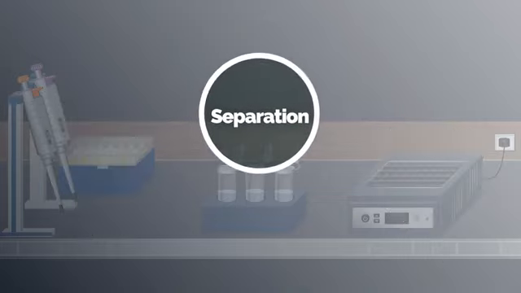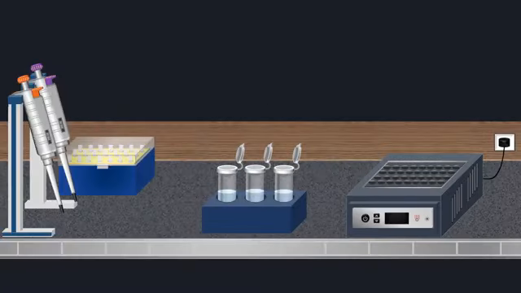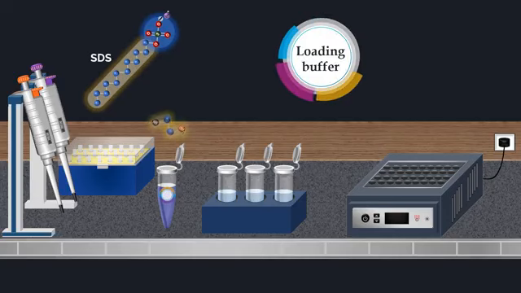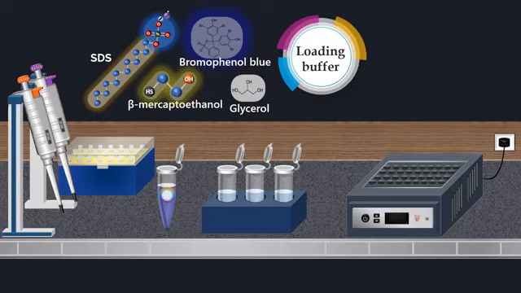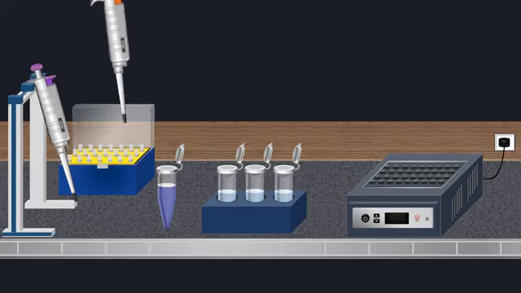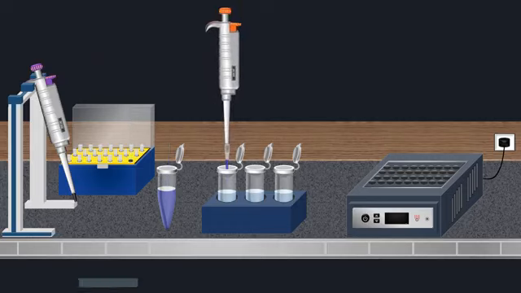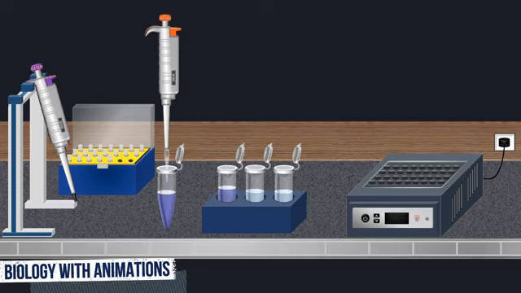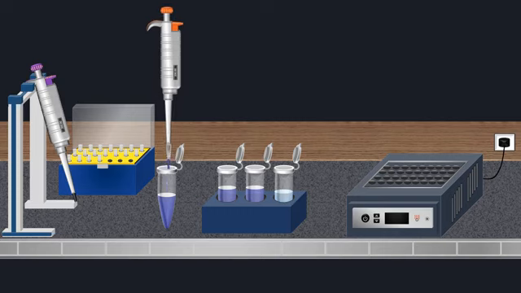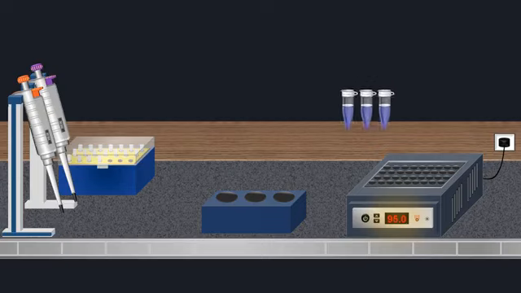To separate the macromolecules in a sample, the SDS-PAGE technique can be used. The first step in the SDS-PAGE procedure is sample preparation, so a loading buffer containing SDS, beta-mercaptoethanol, bromophenol blue and glycerol is added to the protein samples. The loading buffer is used in order to give all proteins present a uniform negative charge, since proteins can be positively, negatively, or neutrally charged. Once the loading buffer is added, the samples are then heated to 95 degrees Celsius.